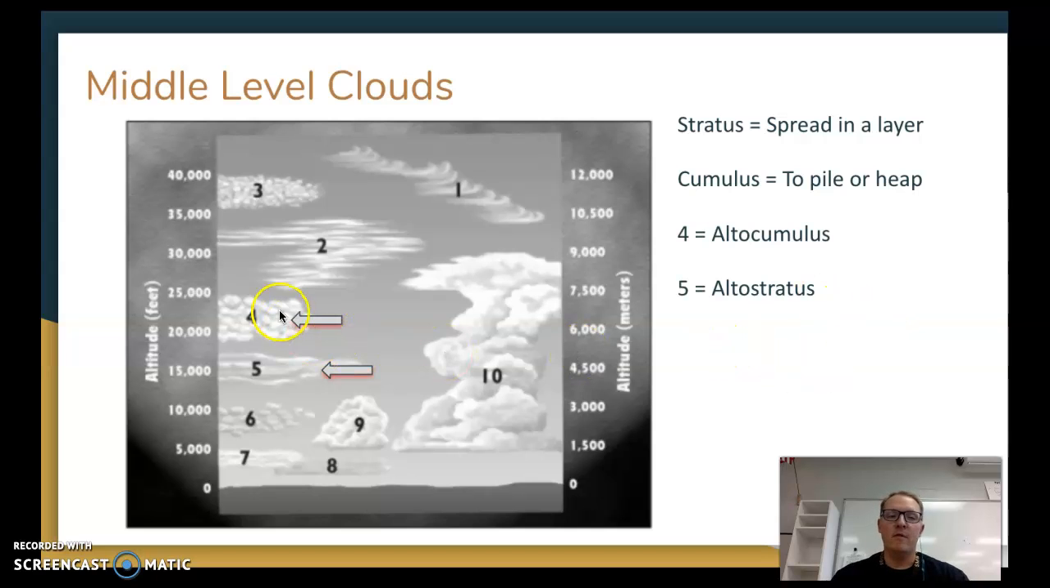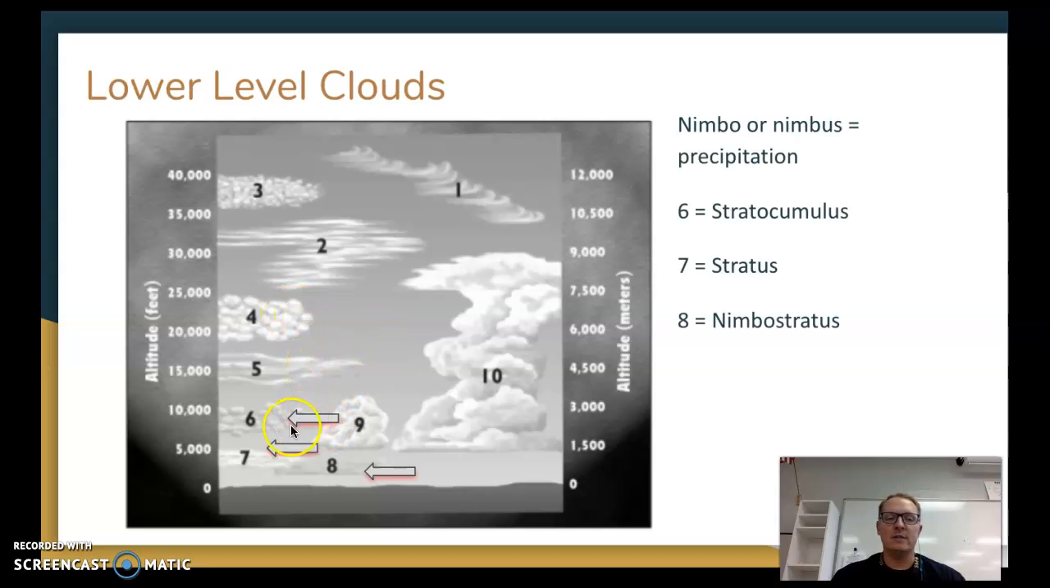Middle level clouds, 4 and 5. Notice that we have some similar shapes, okay? To this cirrostratus cloud, number 5 is also stratus-like because it's spread out in a layer. Stratus is Latin for to spread out in a layer, not meaning to separate, but to spread out, cover huge portions of the sky. And cumulus means to pile or to heap, which is where we get kind of our cotton ball-like shape. So number 4 is alto because it's middle level, and cumulus because of these cotton ball shapes. Number 5 is alto because it's middle altitude, and stratus because it's spread out into layers. Okay, so altocumulus and altostratus.